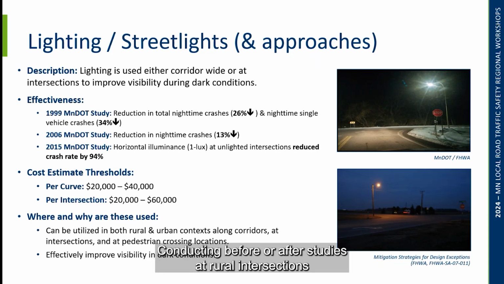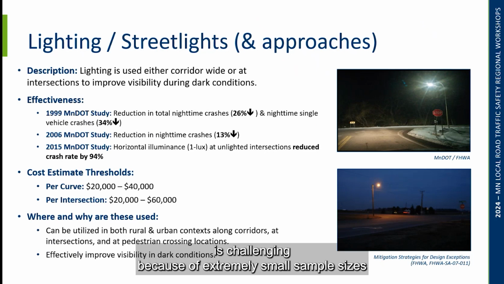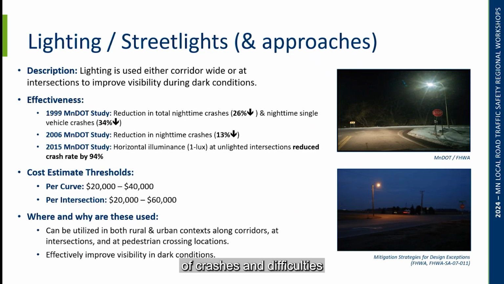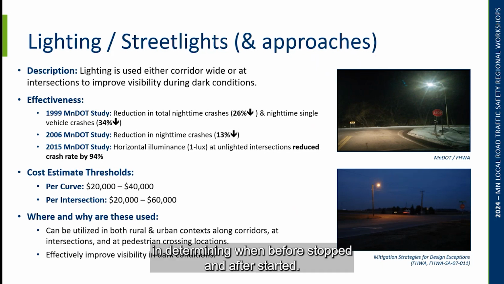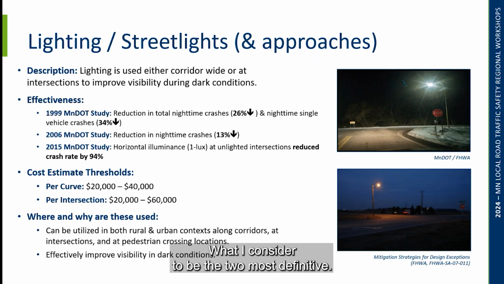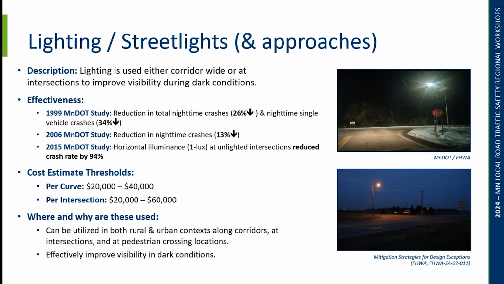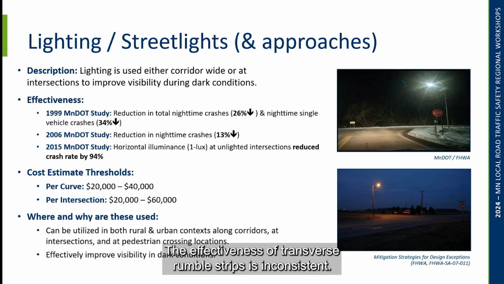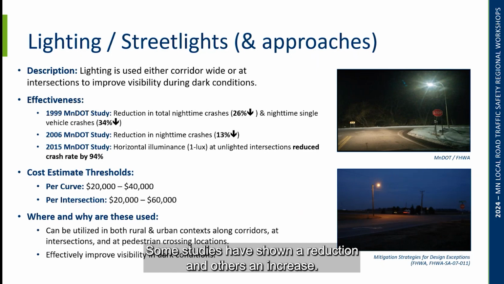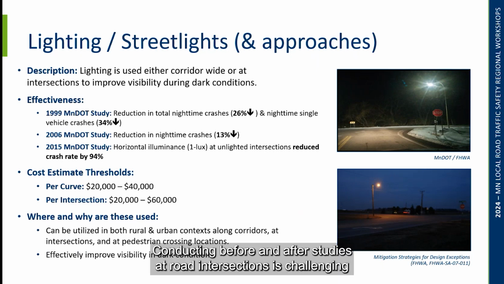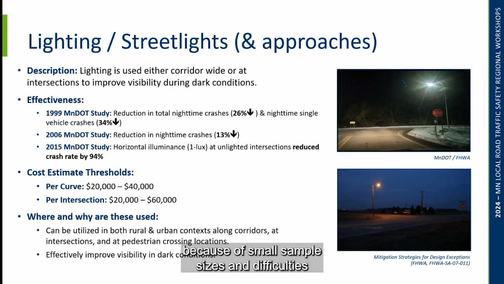Conducting before-after studies at rural intersections is challenging because of extremely small sample sizes of crashes and difficulties in determining when before stopped and after started. What I consider to be the most definitive, the effectiveness of transverse rumble strips is inconsistent. Some studies have shown a reduction and others an increase. Conducting before and after studies at rural intersections is challenging because of small sample sizes and difficulties in determining when before stopped and after started.